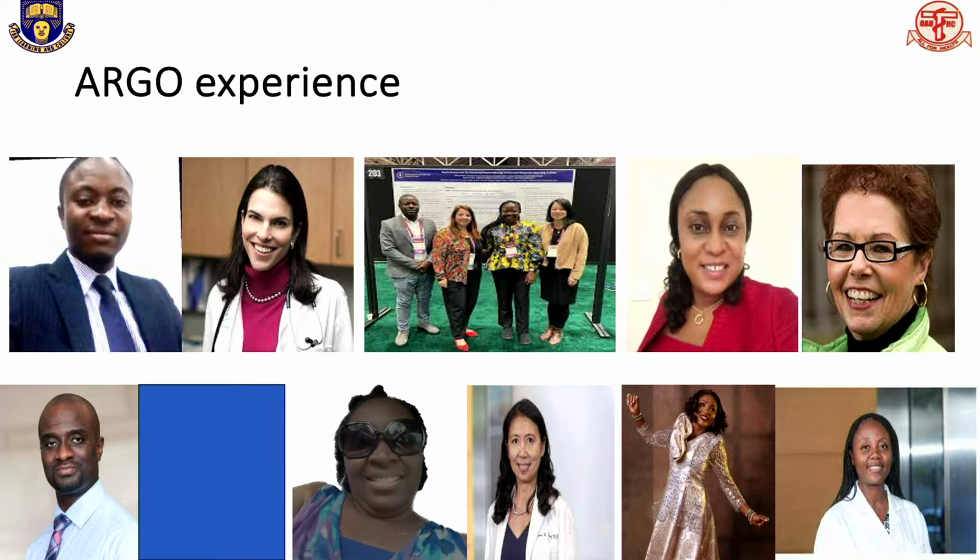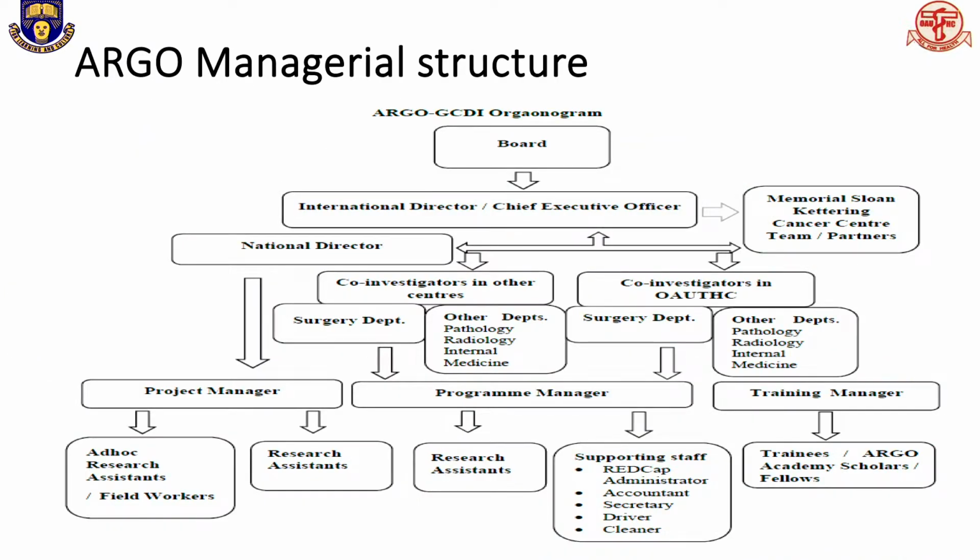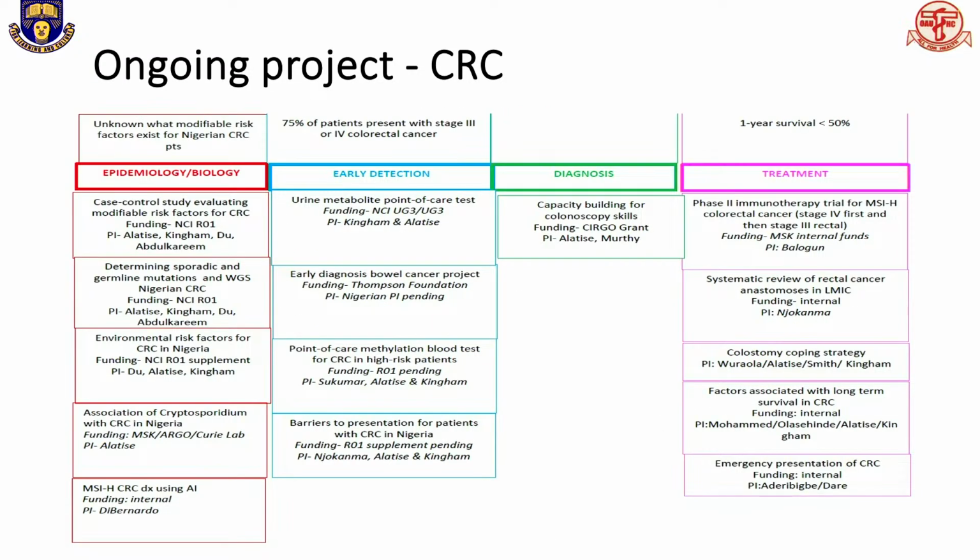So all this, what we do is to try and match two champions from this side and the other side, doing research and applying for grants. These are structured. We have a board, and we have three managers: a training manager, a project manager, and a research manager. And we have over 40 research assistants. Next slide. These are some of the studies that we are doing in colorectal. Most of them are ongoing.